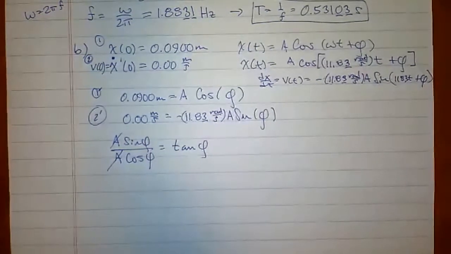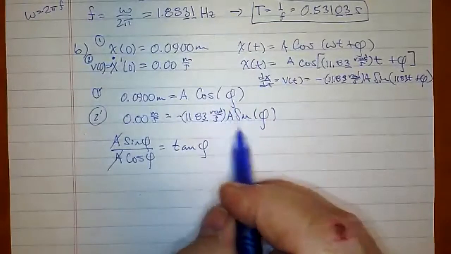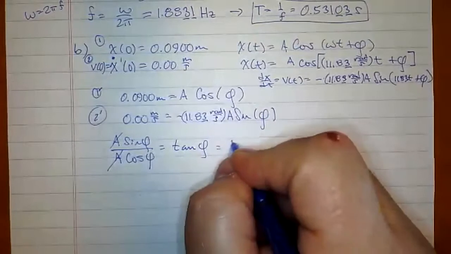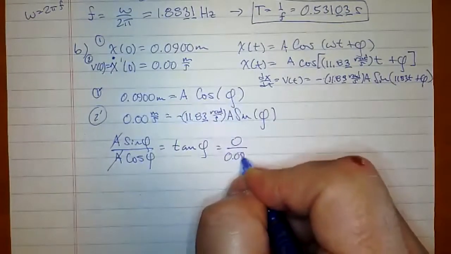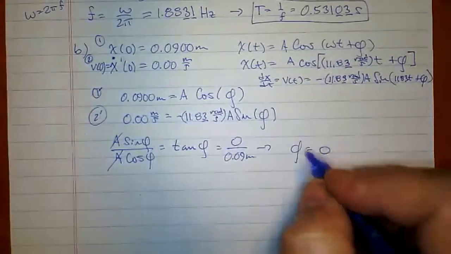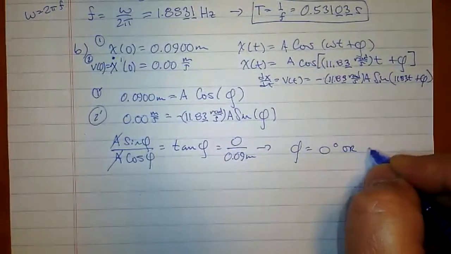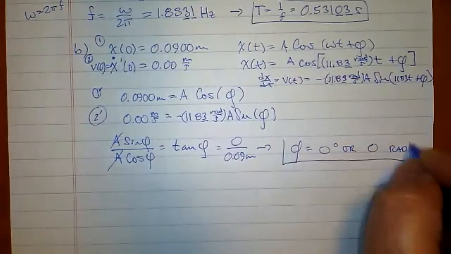So that's tangent phi. Now notice a sine phi is just this. So I do 0 divided by this chunk. So that's just 0. And then a cosine phi is 0.09 meters. So that means phi is equal to 0. But we should have expected that. It's 0 degrees, or more specifically, 0 radians. Okay, but we should have expected that, right?